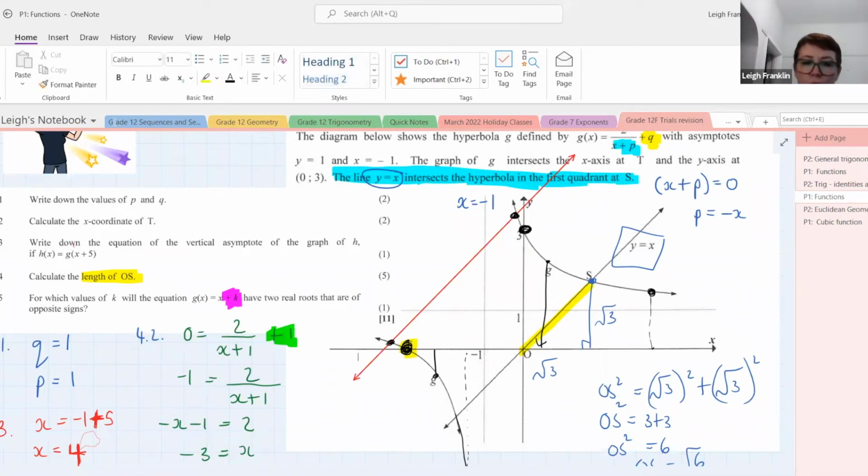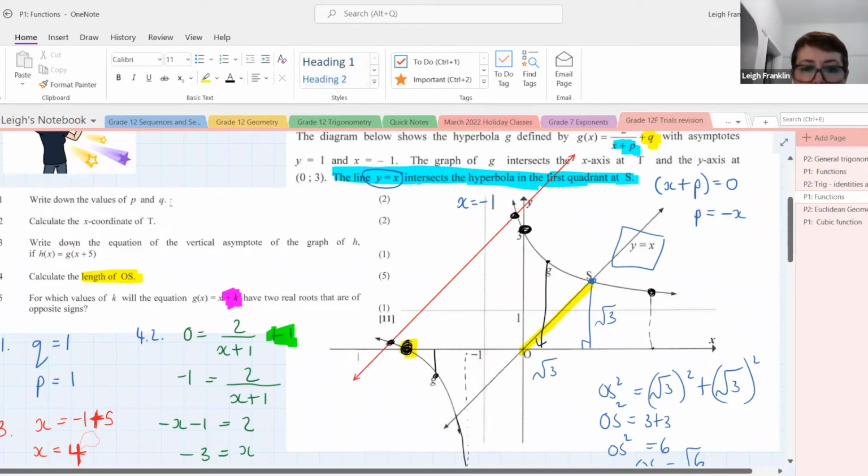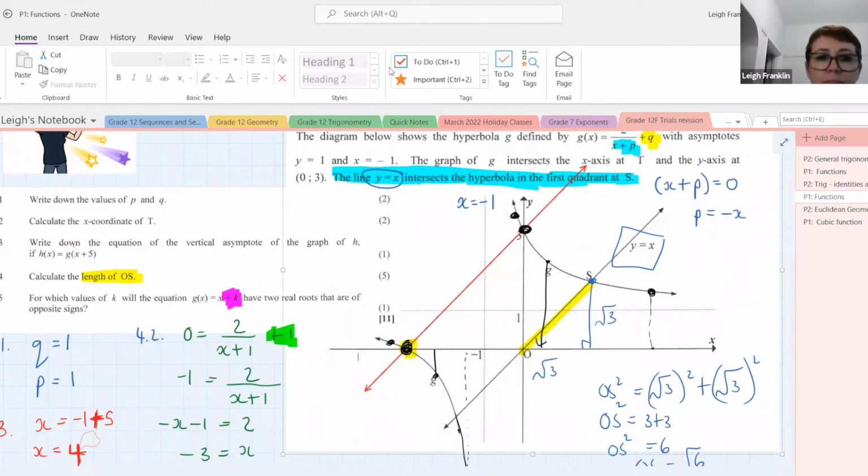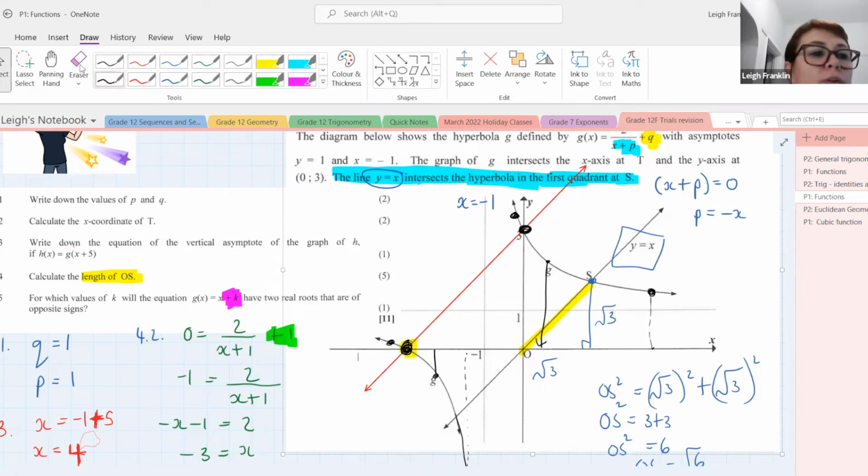So I cannot go past this point over here, because if I go past where x is equal to 0 and y is equal to 3, I'm not going to have two roots that are of opposite sign. I'm going to have two roots that are the same sign, and both will be negative. Does that make sense to everybody?